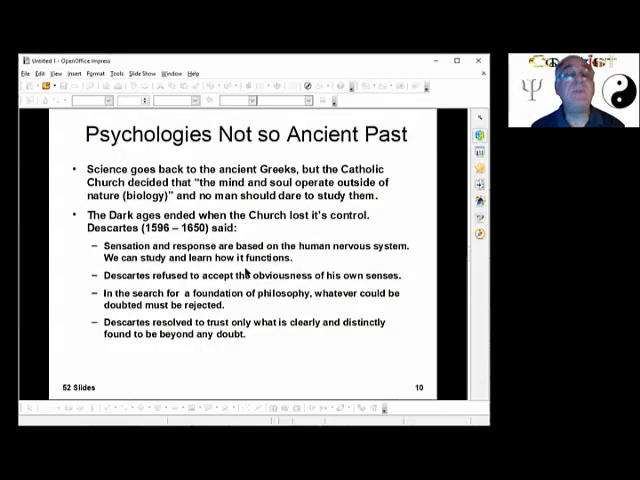Science goes back to the ancient Greeks, but the Catholic Church decided that the mind and the soul operated outside of nature. The soul is not biological, according to the Catholic Church, and if it's not biological, then the only person that should be studying the soul is a member of the church, a bishop, a monk, right? Somebody that's high up in the church. Anybody else that's studying it, we're going to excommunicate you or worse. And so they basically shut down the sciences.